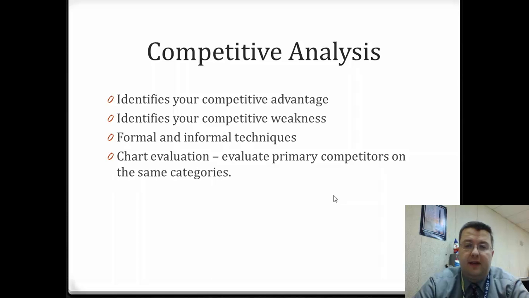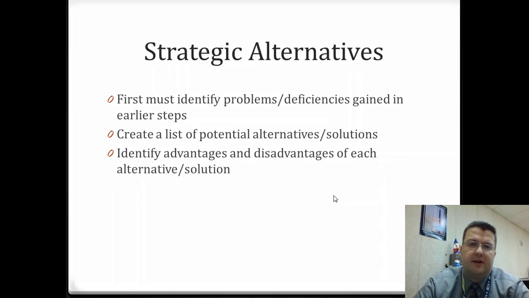Informal techniques could be you go to the place of business. You look at products they're offering. You might go to their website. If you're in a restaurant, you might go there and test their food out, see what their menu looks like. And so there's formal and informal techniques that you can use to look at your competition.